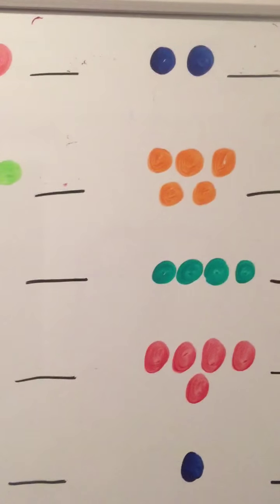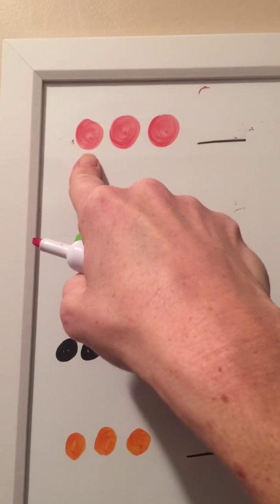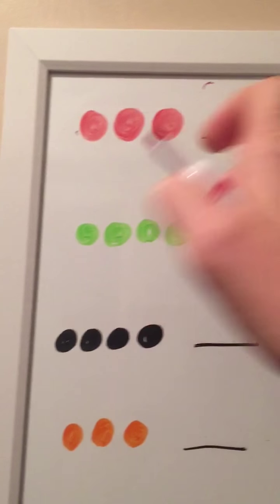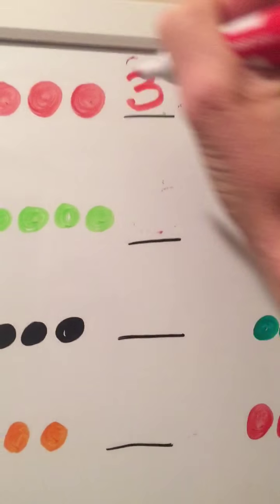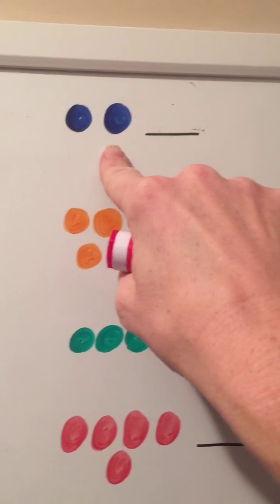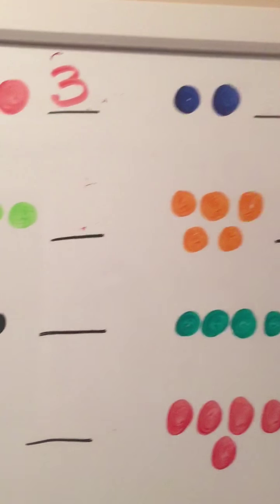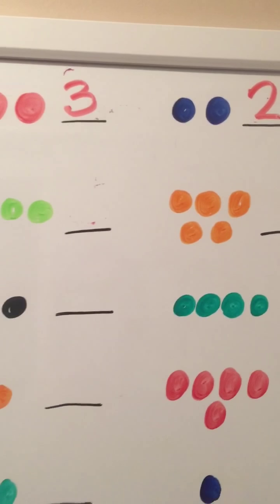I want you to put your finger on the first red M&M and count with me. Ready? 1, 2, 3. And we're going to write the number 3 on the line next to those M&Ms. Then we're going to come right next to it and count these blue M&Ms. 1, 2. And we're going to write that number right next to it.